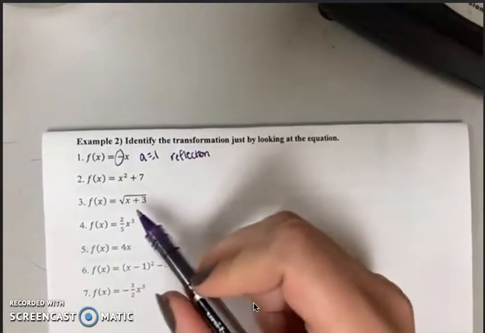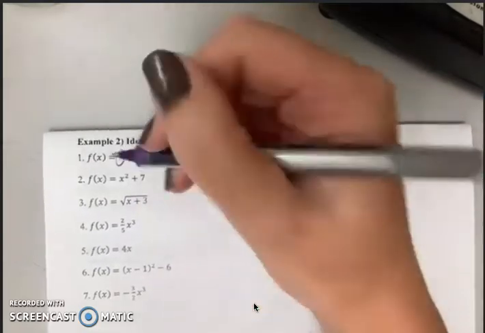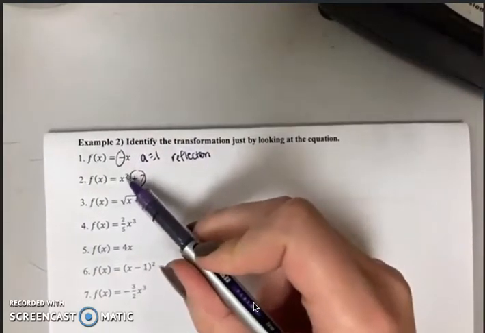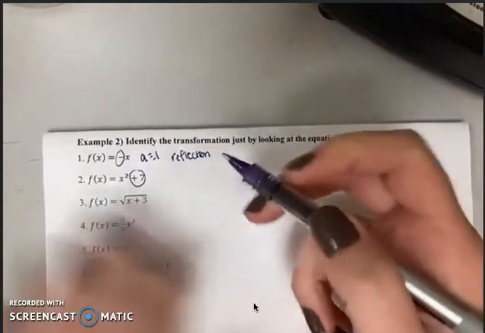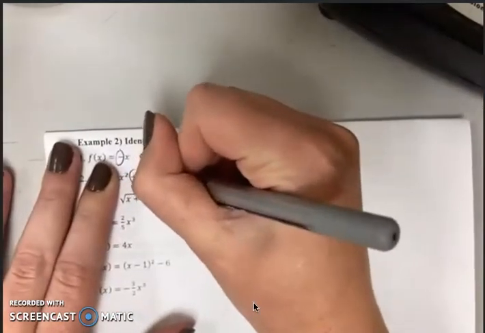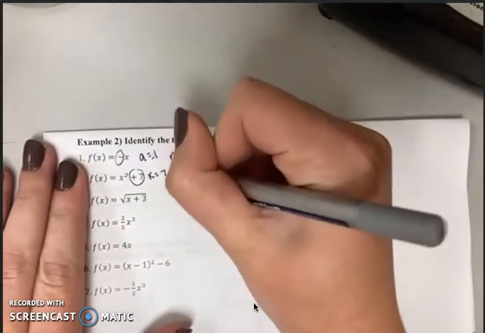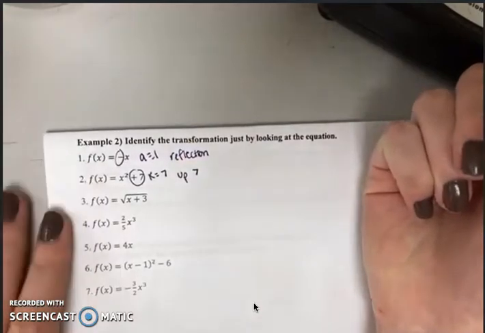Number two, there's a +7 on the outside of my power, so this right here is a K value. And because K is positive, I will be moving up 7 units.